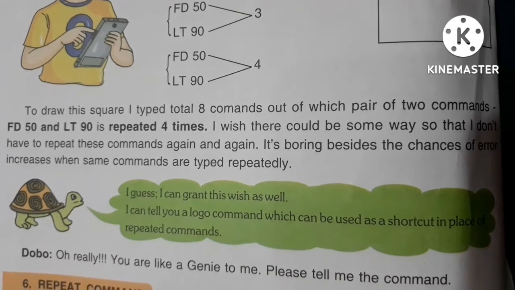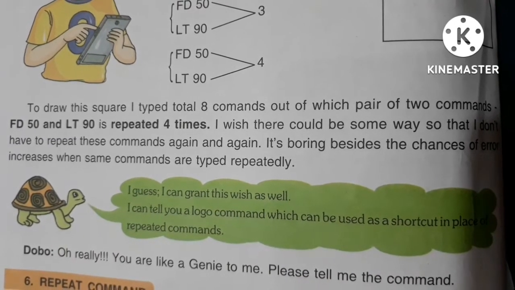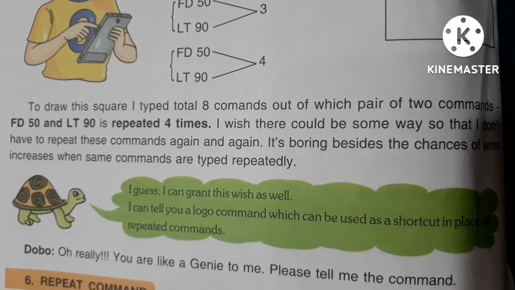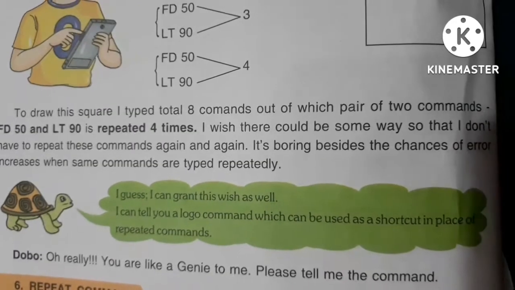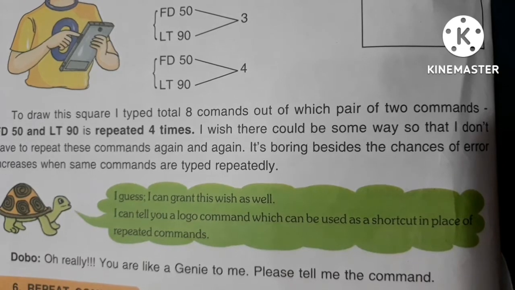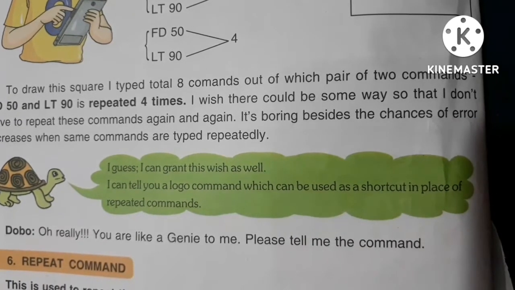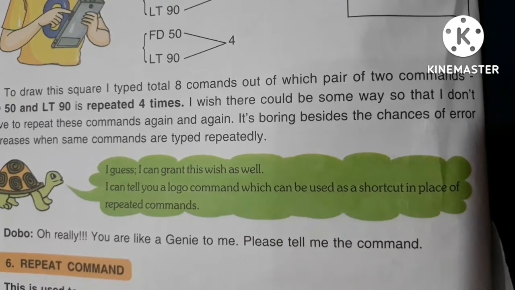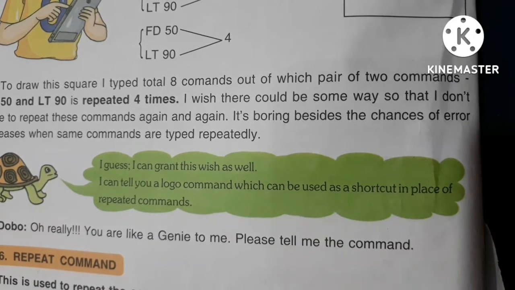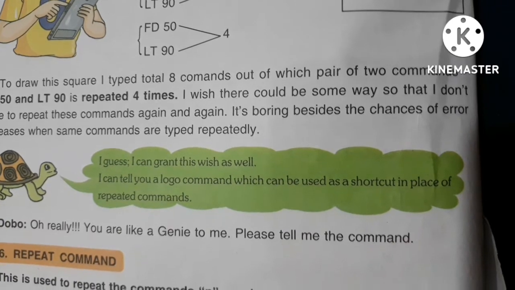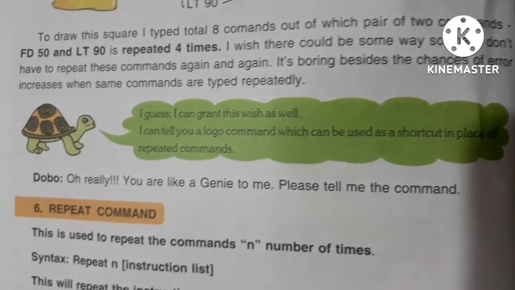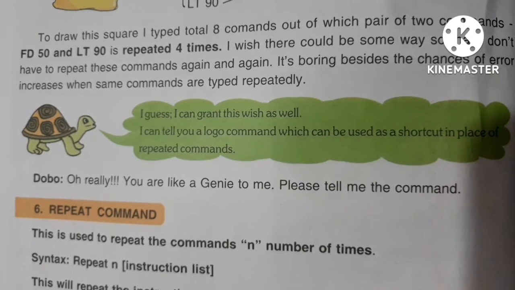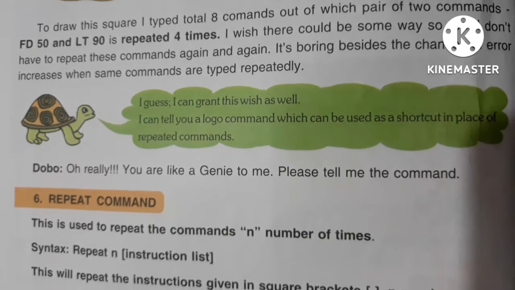I have already discussed this thing about FD and LT in chapter 4. I wish there could be some way so that I don't have to repeat these commands again and again. It's boring, besides the chances of error increase when some commands are typed repeatedly. I guess I can grant this wish as well. I can tell you a logo command which can be used as a shortcut in place of repeated commands. Dobo: Oh really? You are like a genie to me. Please tell me the command.